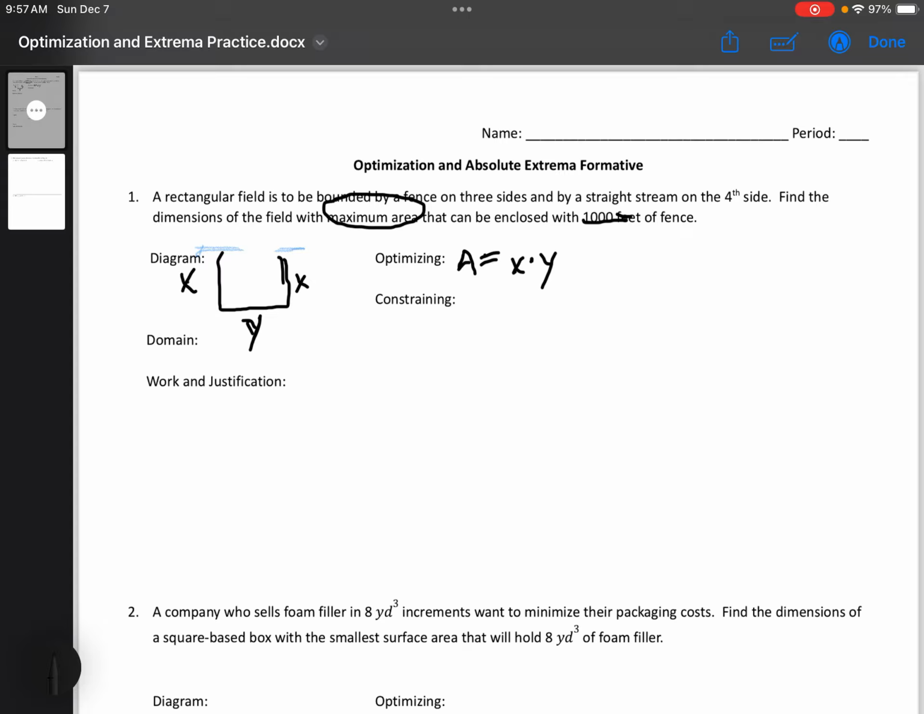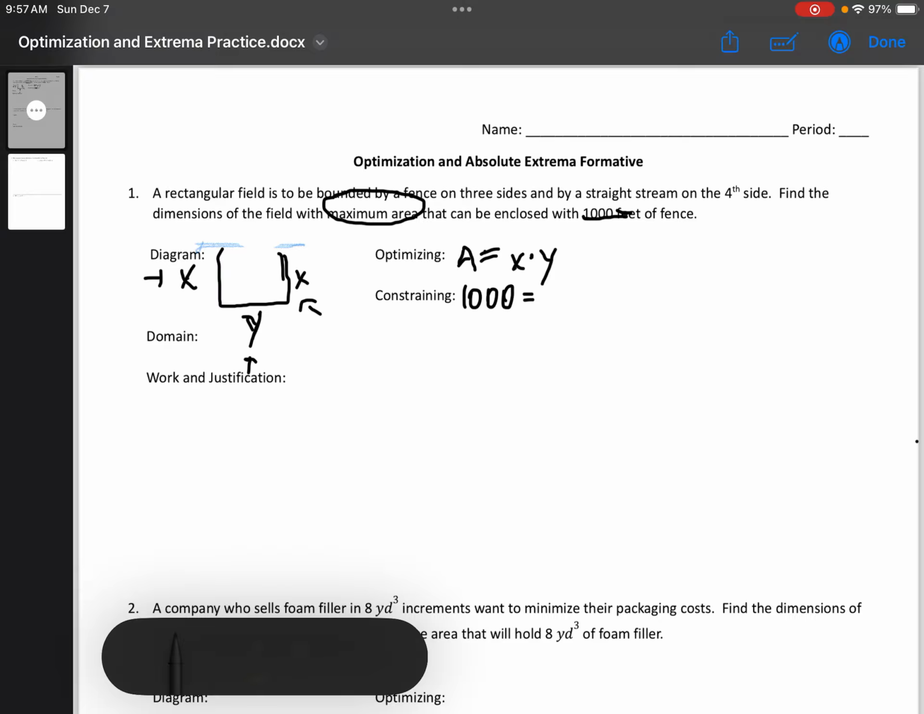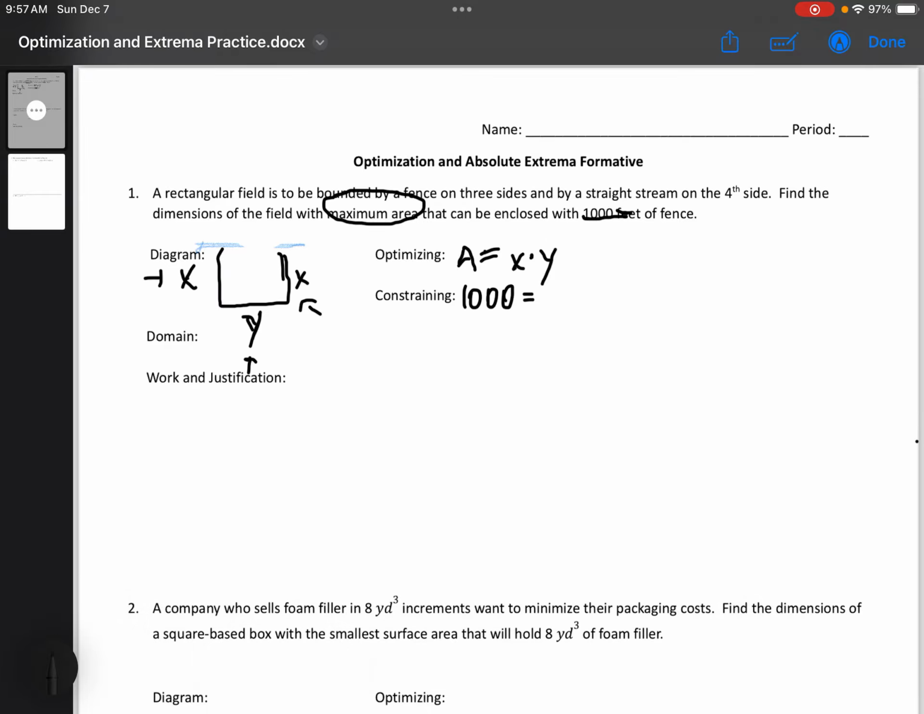If you look at the diagram, to use this 1,000 feet of fence, we need to add up this x, this y, and this x. So our constraining equation would be 1,000 is equal to 2x plus y. These are our two equations, and now we need to find the domain.